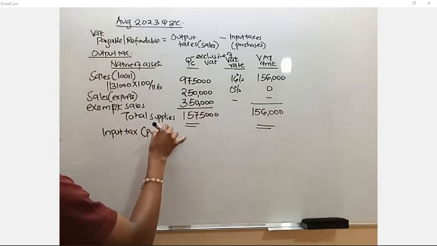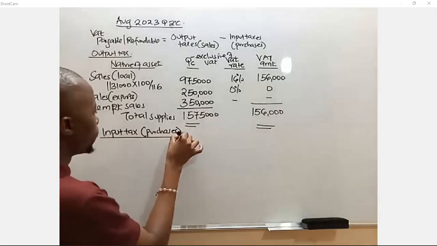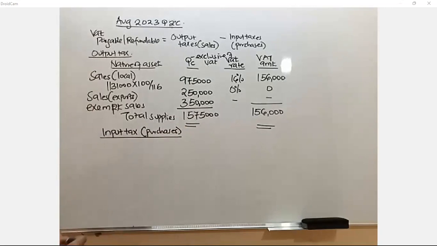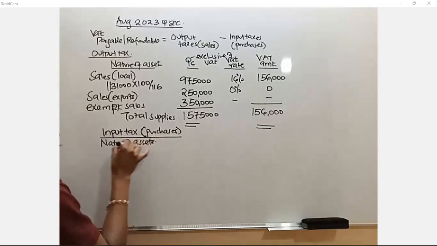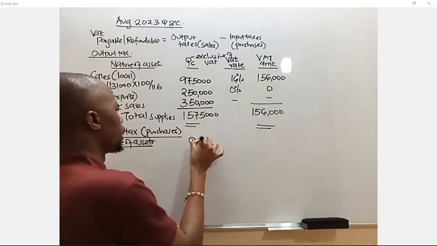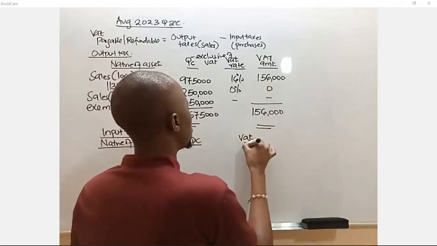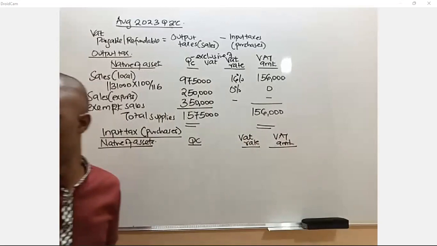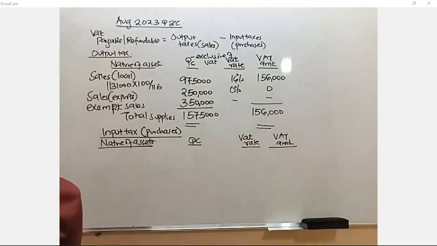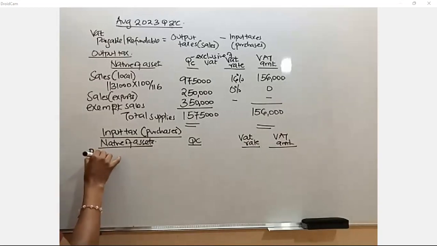And these are our purchases. The format looks similar. Here we have the nature of assets, the qualifying costs, the VAT rates, then the VAT amount. Now, when you look at the information provided, we can start from the beginning. We start with the purchases. We know very well our purchases normally have... one minute, please.